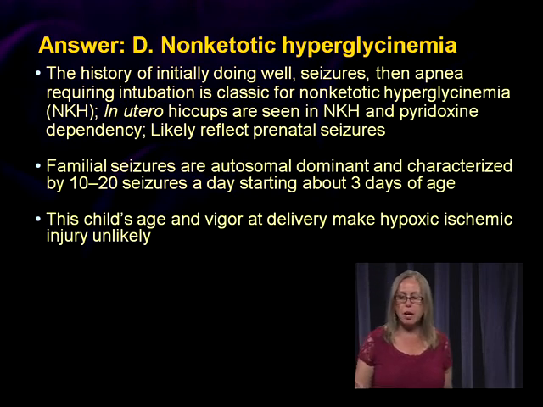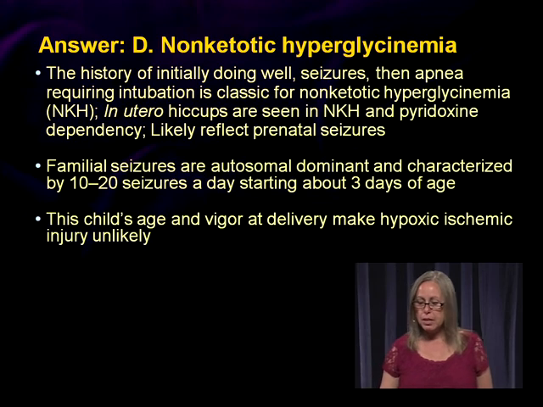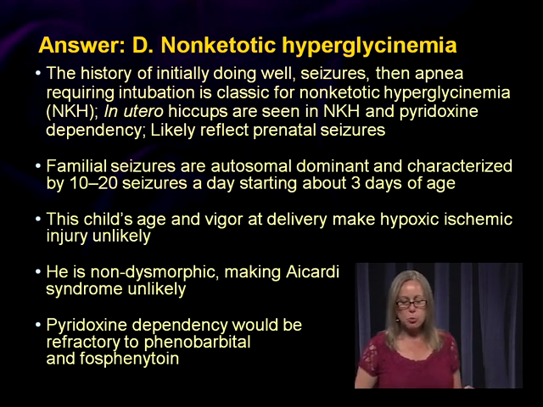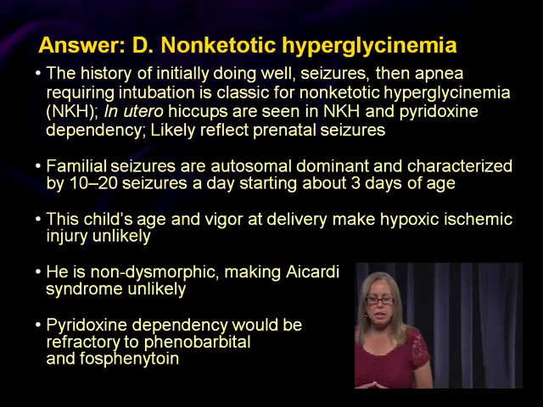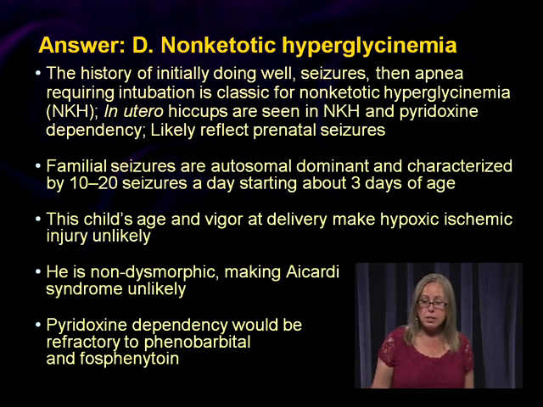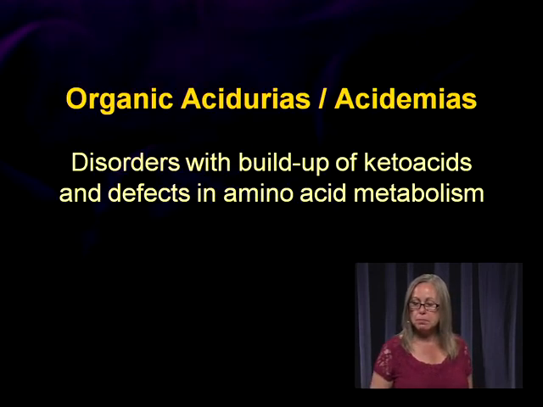Familial seizures are dominant and characterized by 10 to 20 seizures a day, starting at about 3 days of age. HIE is unlikely. The kid's been vigorous and doing well, APGARs of 9 and 9. He's non-dysmorphic, making Aicardi unlikely. And pyridoxine dependency would be refractory to the phenobarb and the phosphonate.